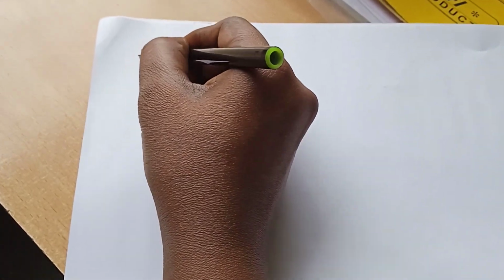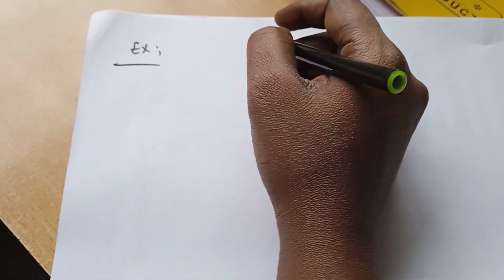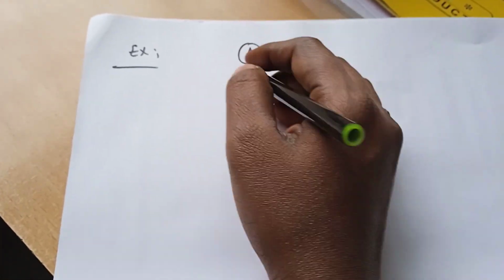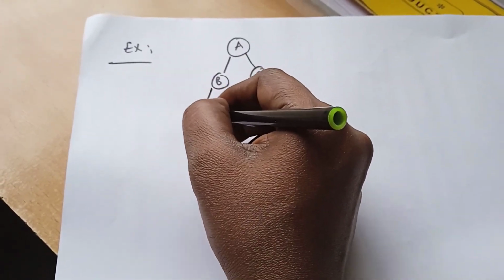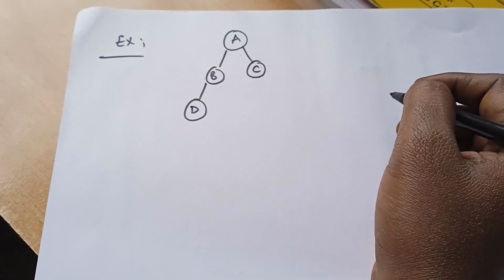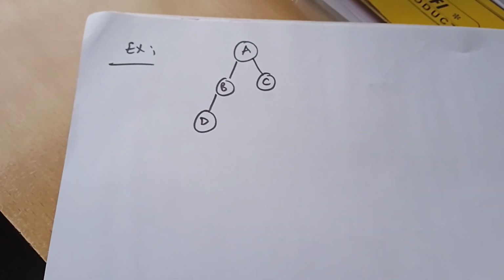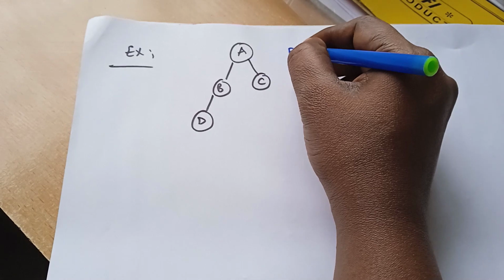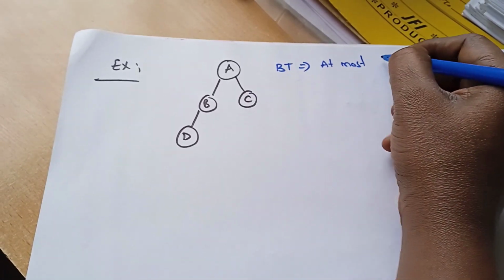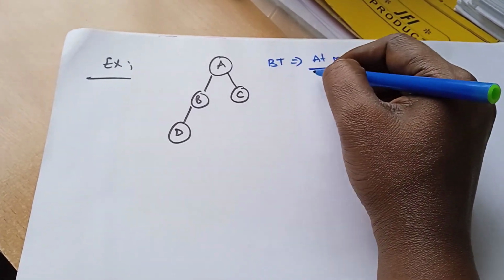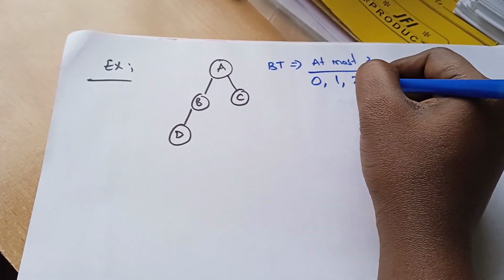Let's see the example. Now the example is, I have a binary tree. Can I call it a binary tree? Yes, I can call. Why can I call? A binary tree condition is what? It should have at most 2 children. Right? That is, it can have 0, it can have 1, it can have 2.